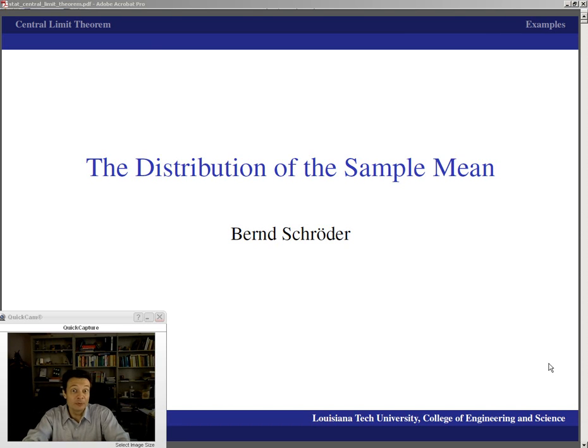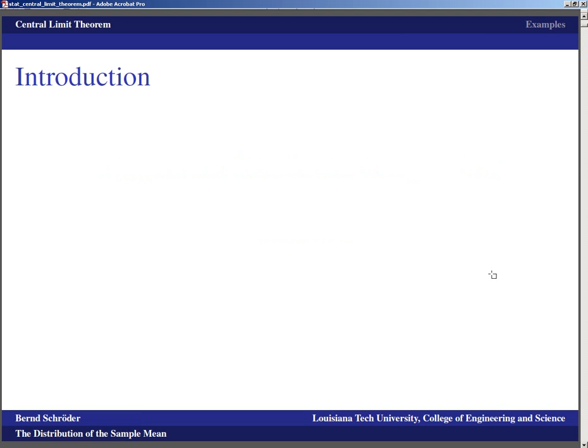And whenever we want to compute probabilities, of course, we need a distribution, and so it is natural to look for the distribution of the sample mean, and that is what we're doing in this presentation, which leads us to the central limit theorem, which gives us at least the approximate distribution of the sample mean when we take enough measurements. So let's take a look at that.